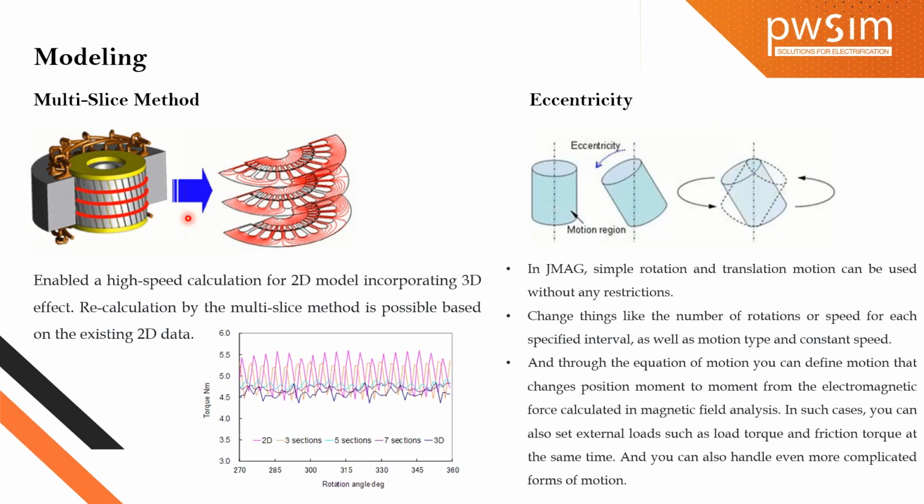We also have an accessibility option in JMAG, where simple rotation and translation motion can be used without any restrictions. Without any CAD modifications, we can define the movement. The x-axis of the stator motor can be displaced by using the accessibility condition itself. So we can offset the x-axis, y-axis, and also the z-axis. That is what we call eccentricity.